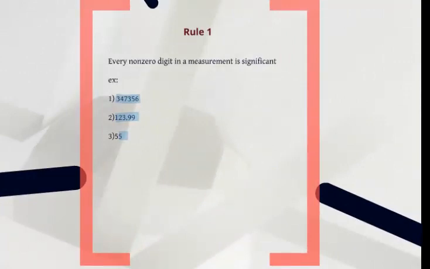And I have 3 examples here, and you can see that in every single example, all the numbers are significant. In 55, there are 2 sig figs there.